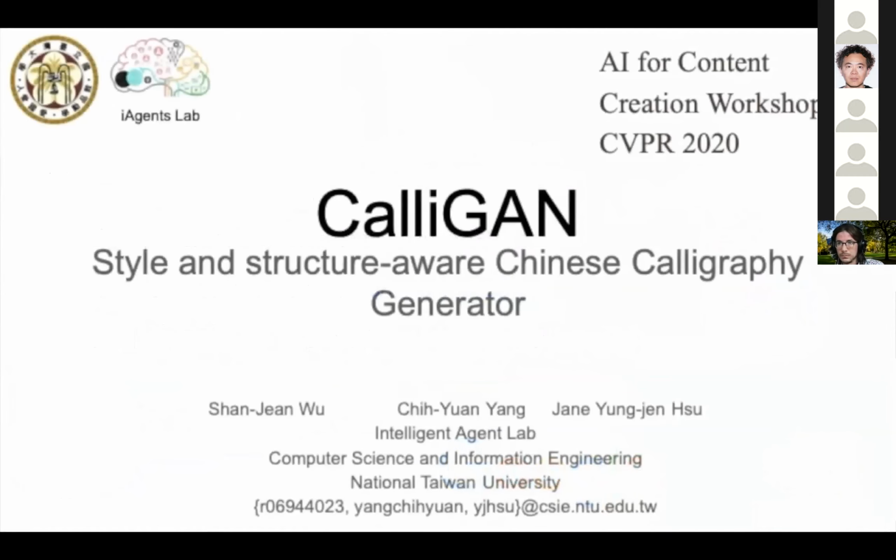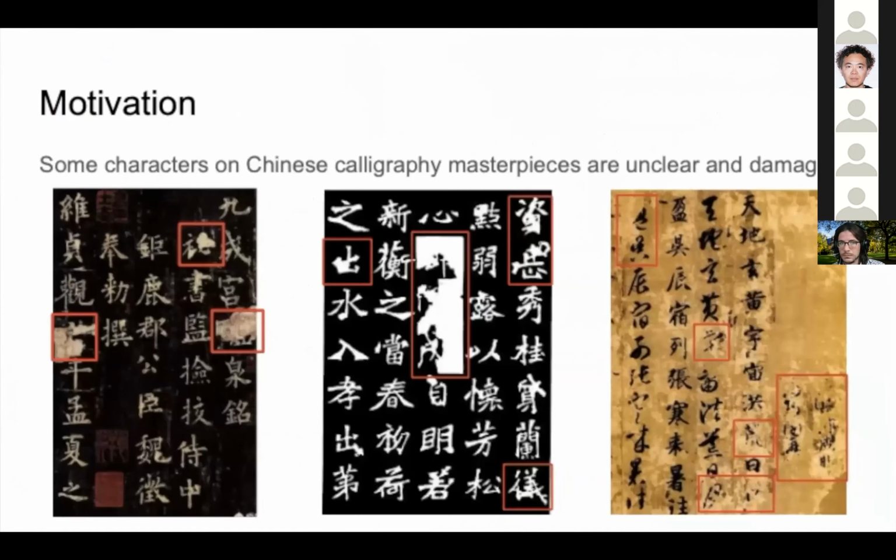Our work, CalliGAN, is a style and structure-aware Chinese calligraphy character generator. Chinese calligraphy is the composition of brush-written characters on paper or stylus. However, some characters become unclear or damaged when paper and stylus decay. This problem restrains calligrapher beginners from emulating masterpieces and designers from using masters' work. Therefore, we want to solve the problem of generating Chinese calligraphy characters.